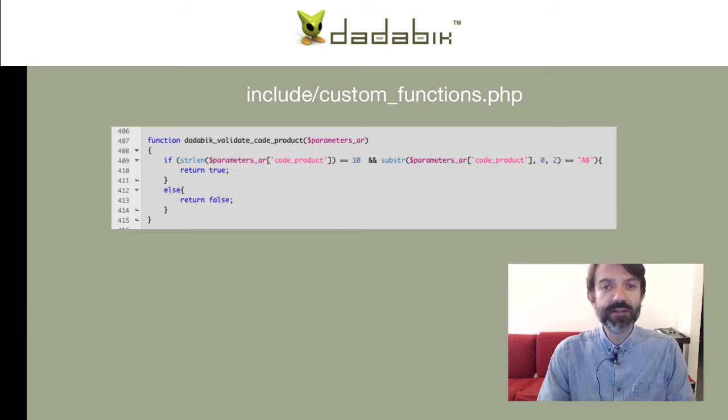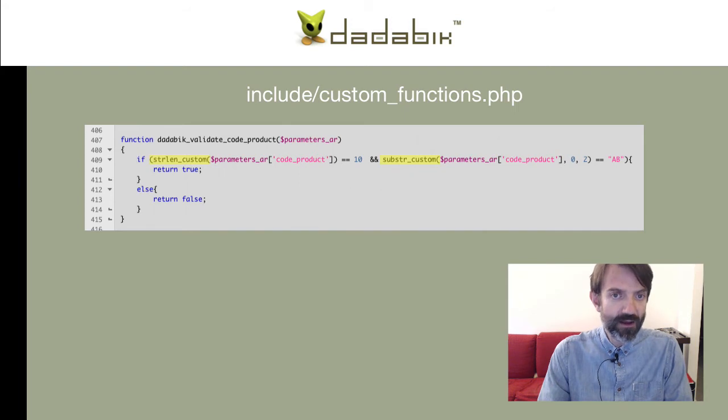So the rule here is very simple. If the length of code product, and the PHP function we use is strlen, is 10, and the first 2 characters, and in fact substr(code_product, 0, 2) means the first 2 characters, are AB, then the validation test is passed, return true. In all the other cases, return false. Please note that instead of strlen and substr, it is much better to use 2 functions that DaDaBIK provides called strlen_custom and substr_custom. I don't want to go into the details here. I write some details in the description of this video.